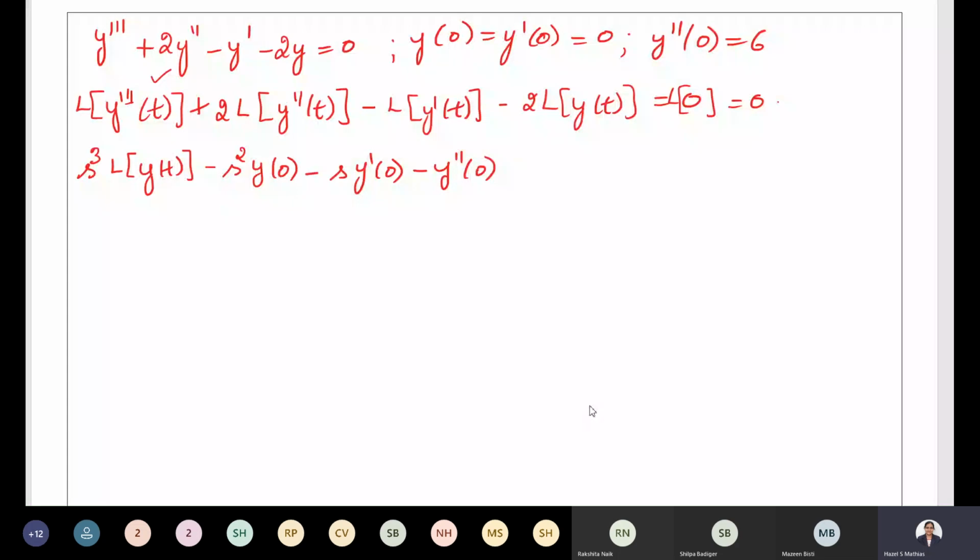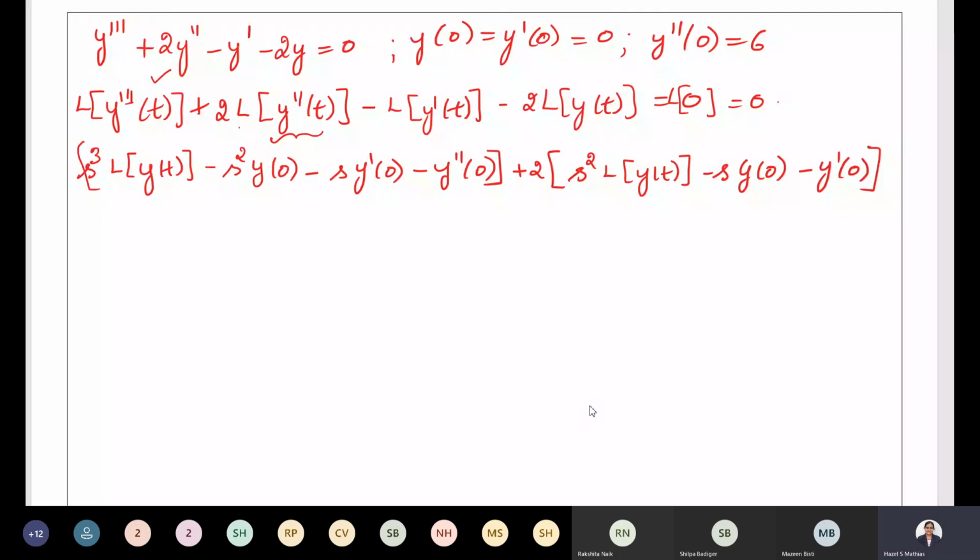Then plus 2 times Laplace transform of y double dash of t. What is Laplace transform of y double dash of t? It is 2 into s square into Laplace transform of y of t. Then next, what do we get? Minus s into y of 0 minus y dash of 0. Is it correct? Second expression: Laplace transform of y double dash of t will be s square into Laplace transform of y of t minus s into y of 0 minus y dash of 0. So this is the second term.